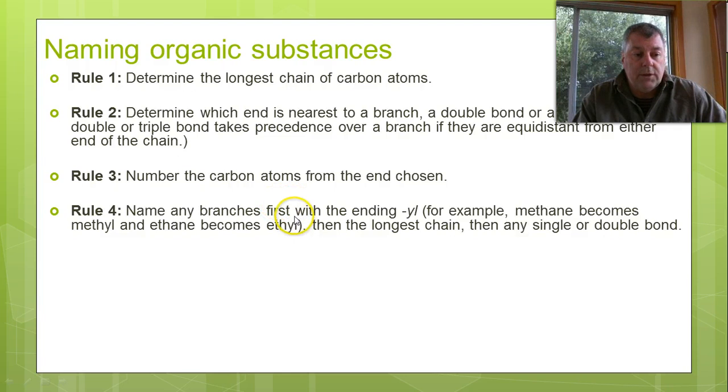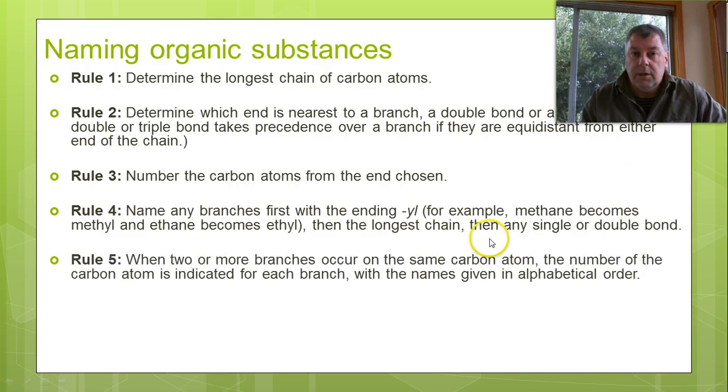Name all branches first. Now with the branches you use the ending "yl", so you still use the stem names to tell you how many carbons are in the branch, but you then end it with "yl". So methane means a carbon branch of only 1 carbon, so that becomes methyl, whereas ethane means 2 carbons in the branch, and so it becomes an ethyl. And then the longest chain, so name any branches first with the ending "yl", then the longest chain, then any single or double bond, and that's the order that your name goes in.